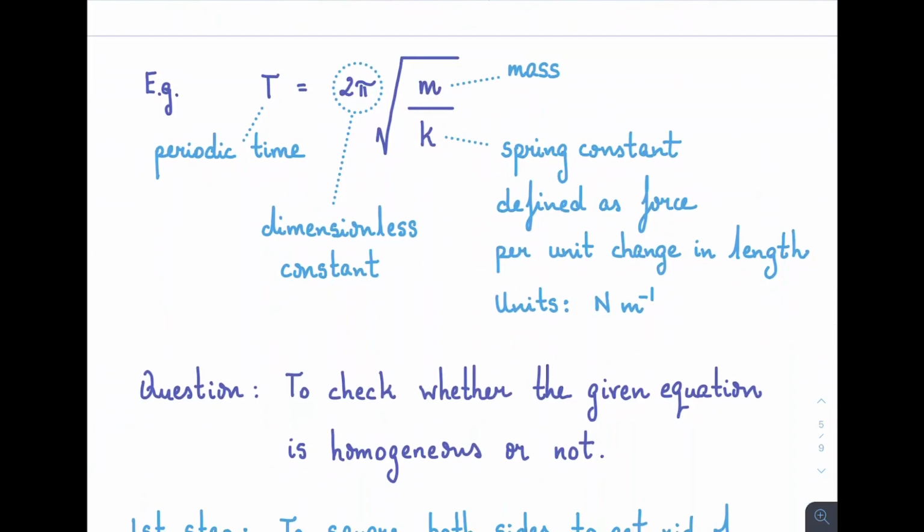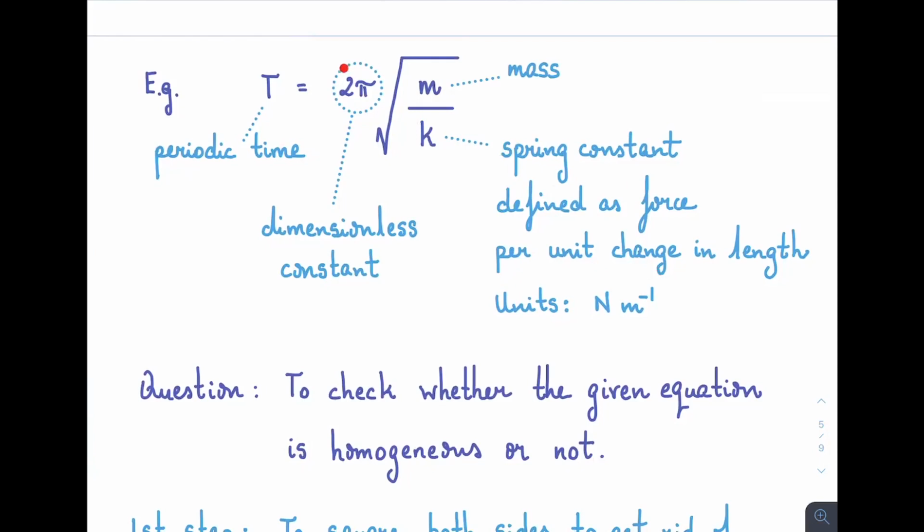Let's take an example. Suppose you're given this equation, T is equal to 2 pi multiplied by the square root of m on k, and you are asked to check whether the given equation is homogeneous or not. First of all, you have to note the meaning of the symbols which would be given. Capital T means periodic time, m is the mass, and k is known as the spring constant, which is defined as the force per unit change in length in a spring. The most important thing is that its units are newtons per meter.